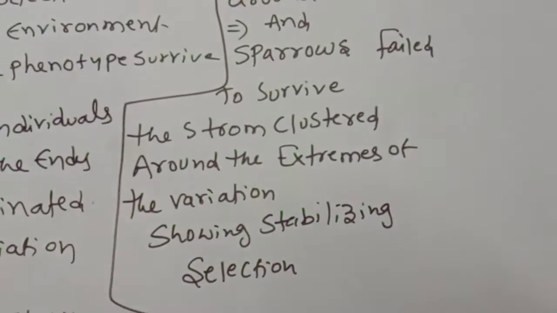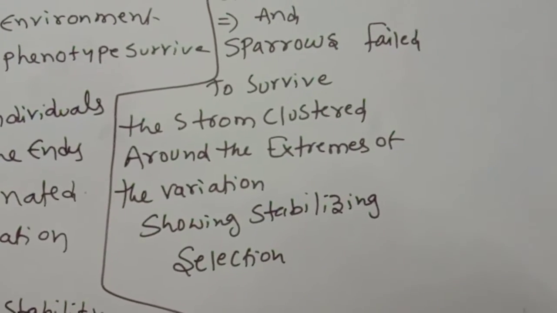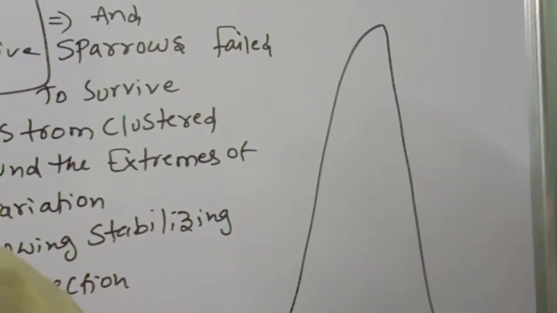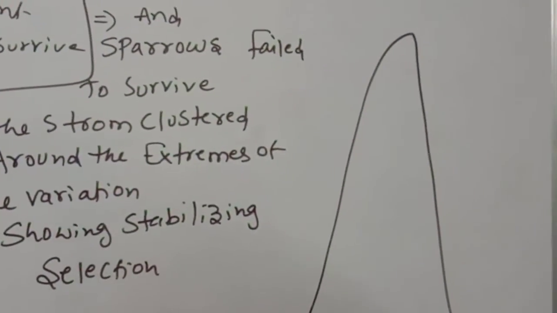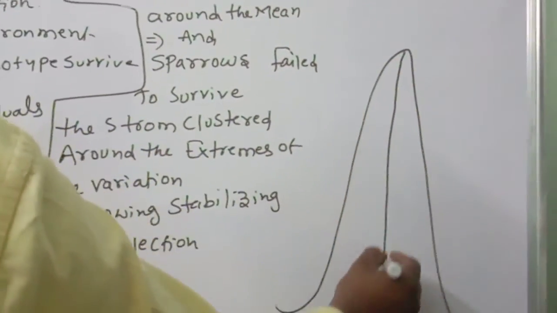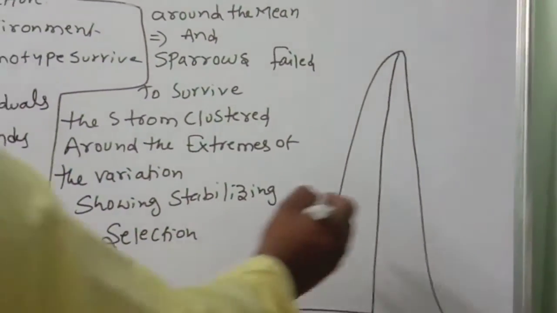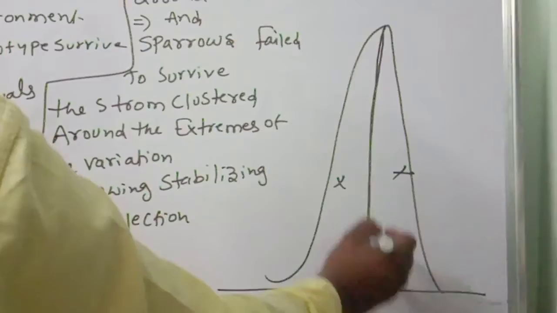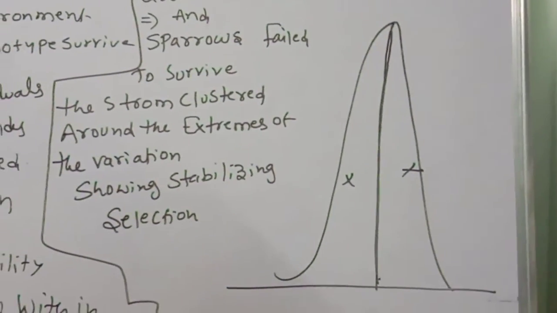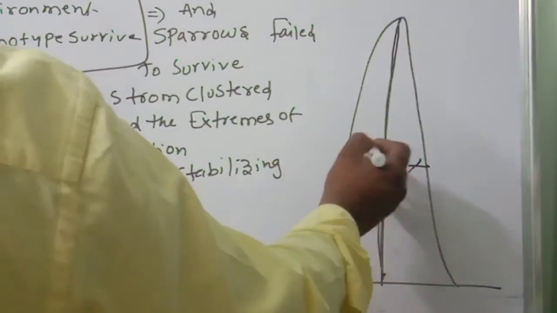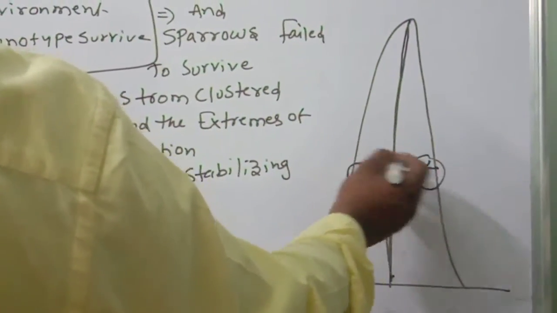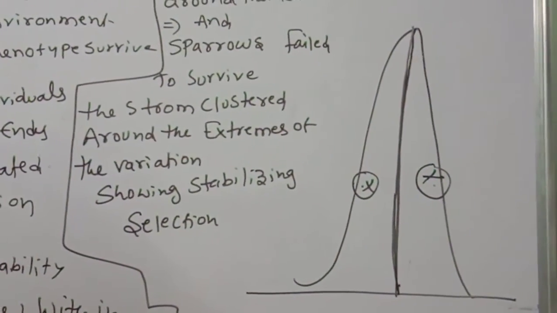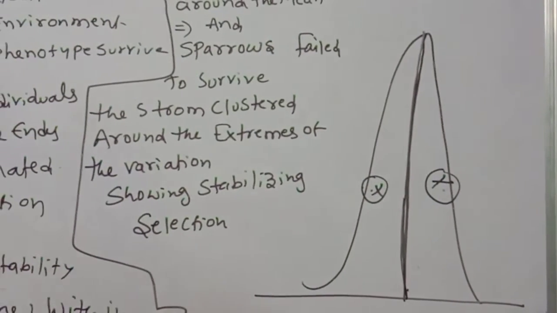For example, I am drawing the diagram. You see the picture like this. This is the mean. This extreme will be eliminated, and this extreme will be eliminated. Only the middle one survives, and that is called stabilizing selection. These extremes vanish, and only the medium survives. That is one of the important points.